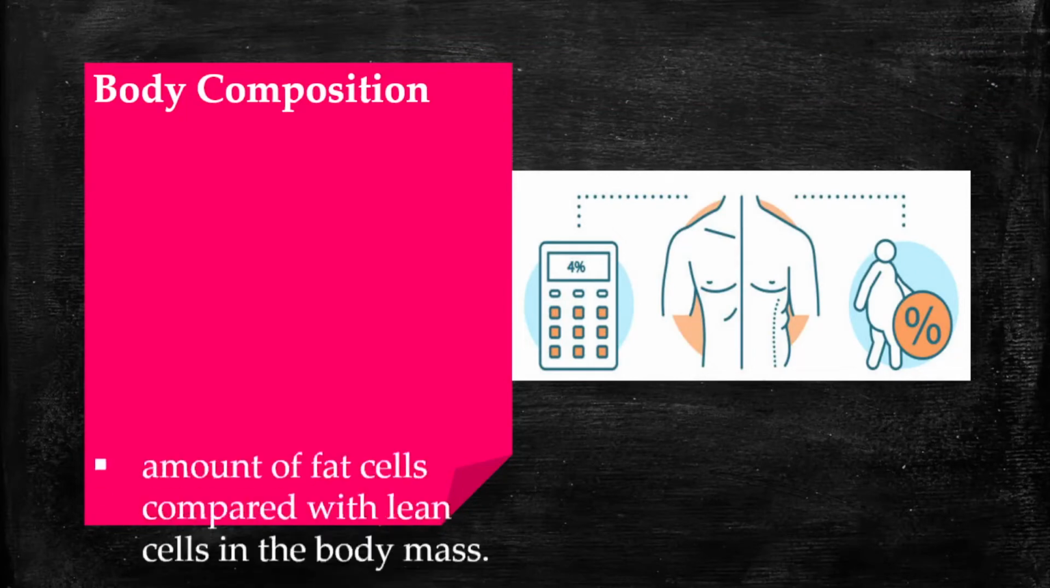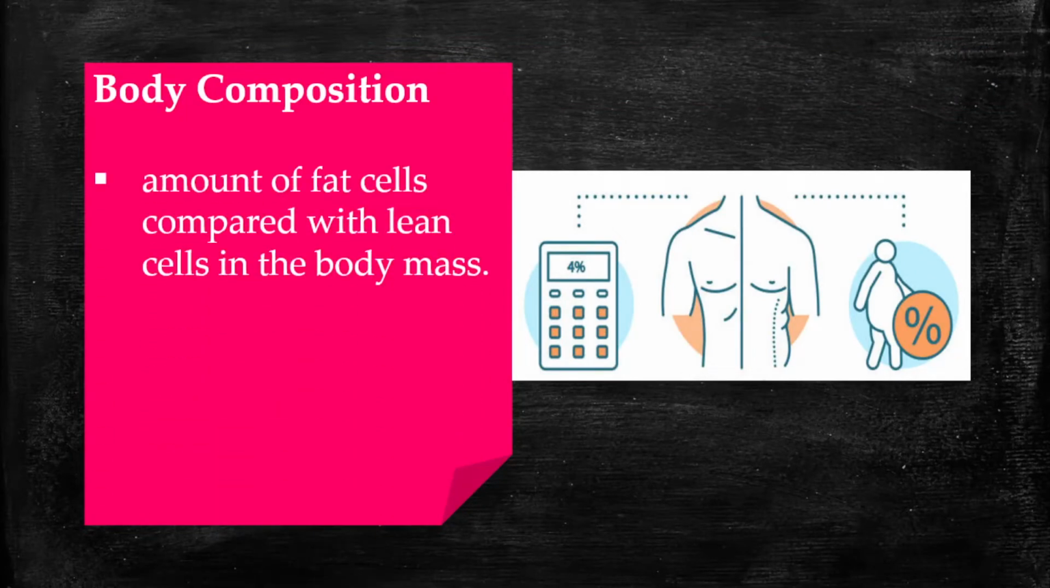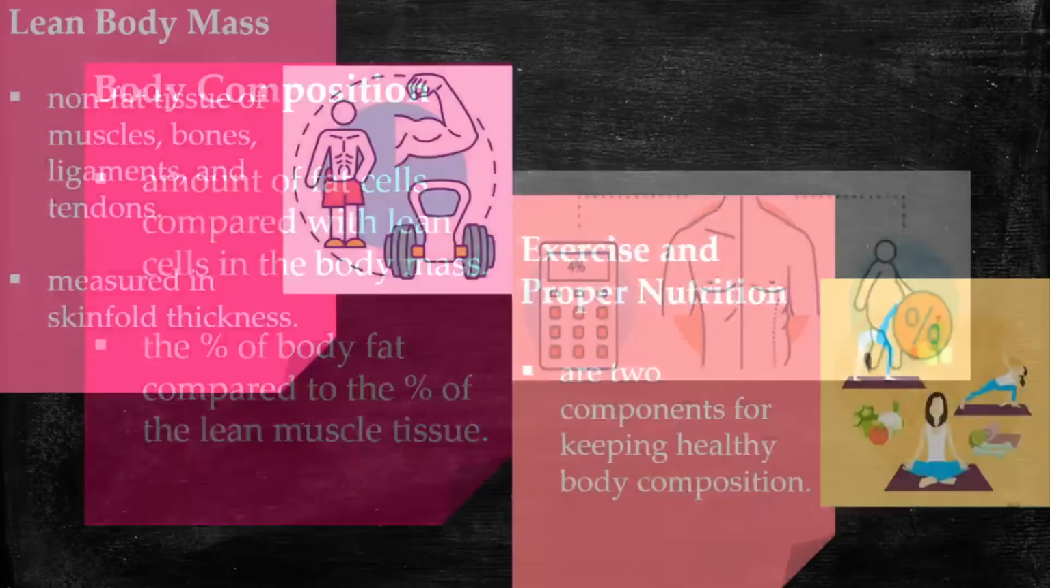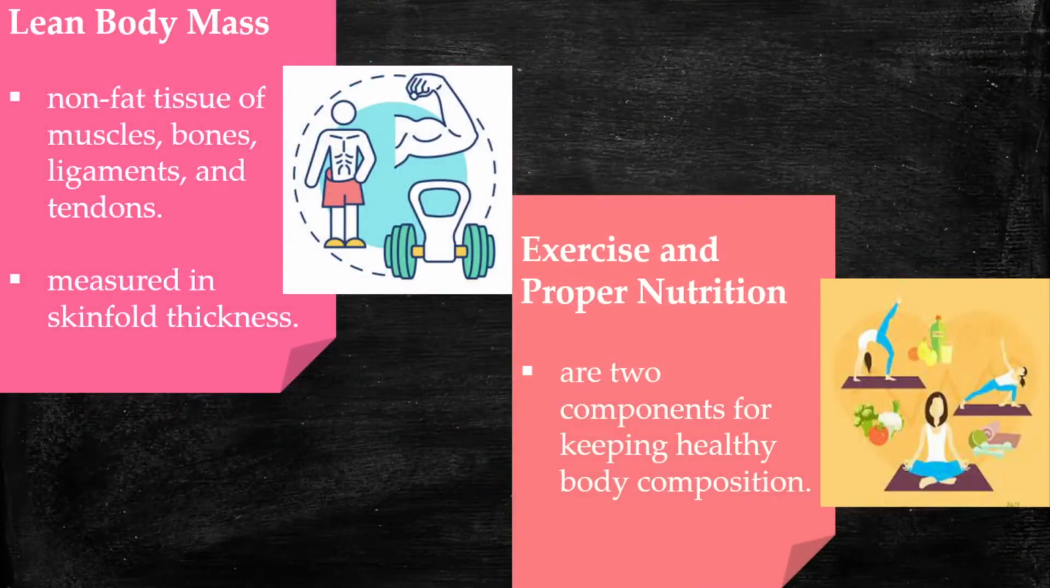So now let's have this body composition. When we say body composition, it is the amount of fat cells compared with lean cells in the body mass. So it is the percentage of the body fat compared to the percentage of the lean muscle tissue, okay? So the lean body mass daw is the non-fat tissue of muscles, bones, ligaments, and tendons. It is measured in a skin fold thickness. So, when we say lean body mass, it increases physical activity, and diet can decrease body fat, the body's relative amount of fat to fat-free mass.